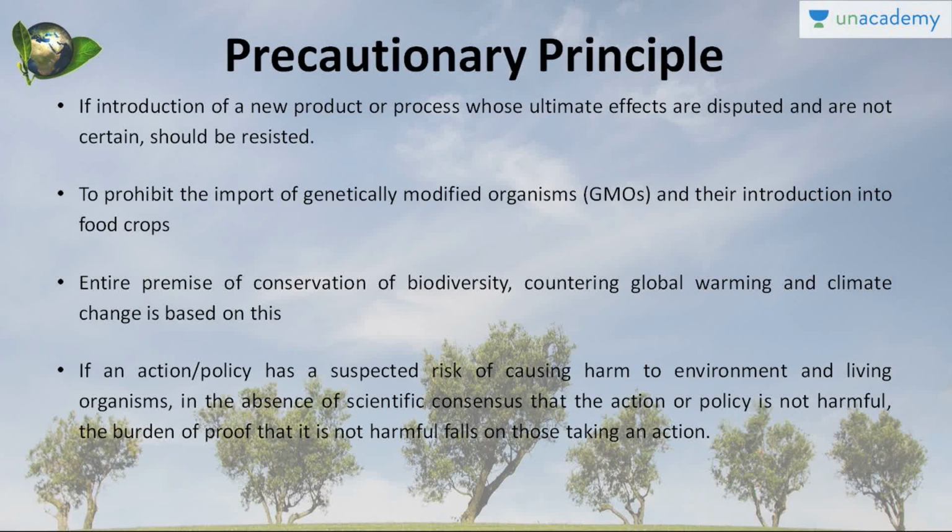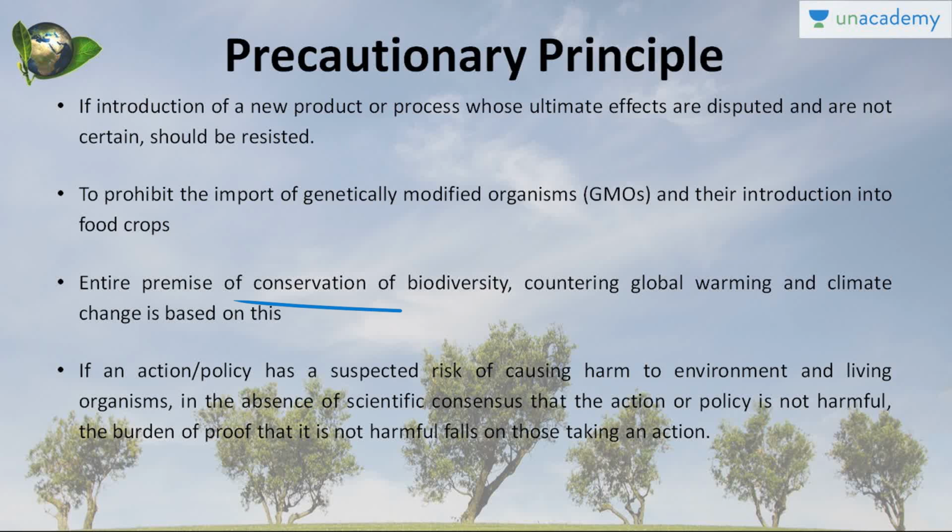Now, precautionary principle, this concept is very important. You should know about it. Precautionary principle means if you do not know the impact of it and it might affect the environment, you should not do it. Okay, so if introduction of a new product or process whose ultimate effects are disputed or unknown or not certain, they should be regulated. For example, it is used to prohibit the import of GMOs and their introduction to the food crops, because you don't know what havoc they might create. Although it is not proven they will do anything, but you will be using precaution, you will be using prevention.